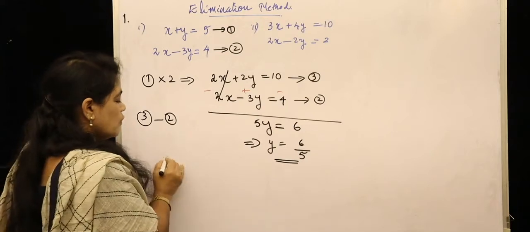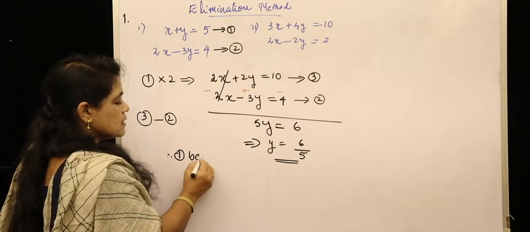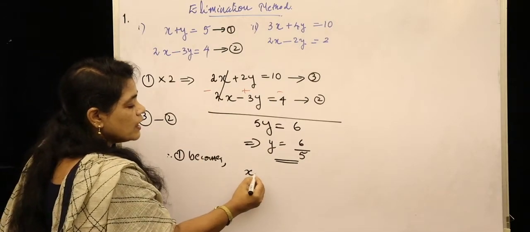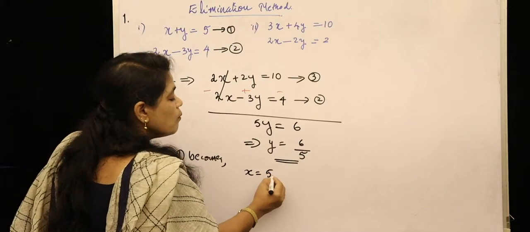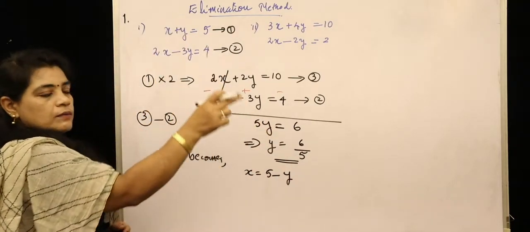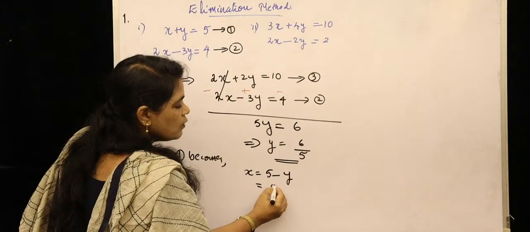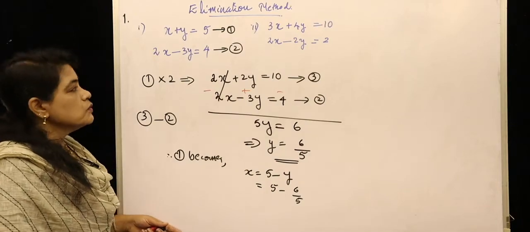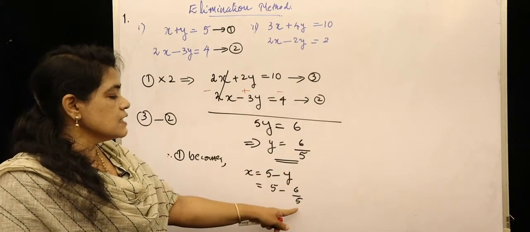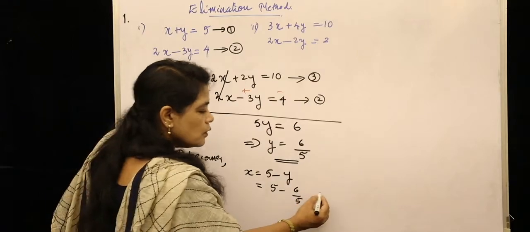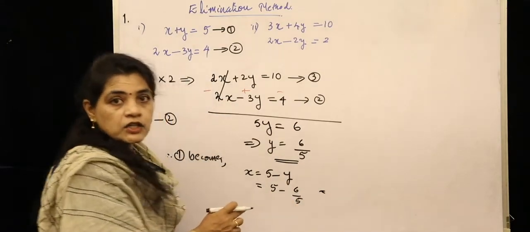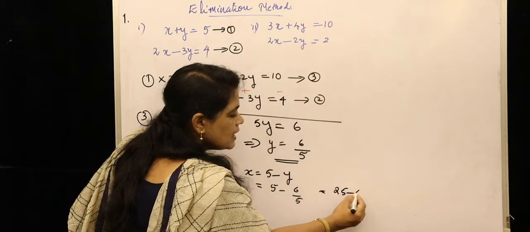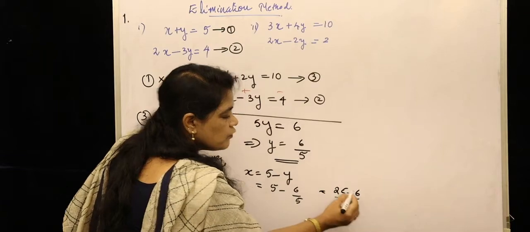So in order to get the value of x, from equation 1, x is equal to 5 minus y, isn't it? Plus y becomes minus y. So 5 minus y, and y is 6 by 5. I just substituted the value of y as 6 by 5, that we got already. So 5 fives are 25, cross multiplication. 5 fives are 25 minus 6, then the whole is divided by 5.